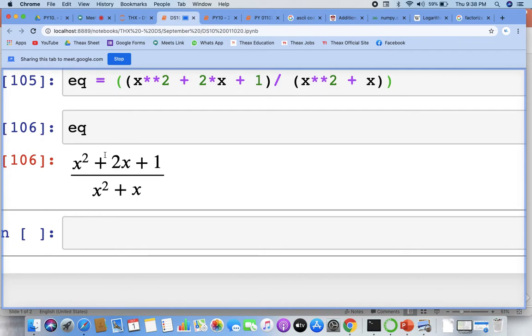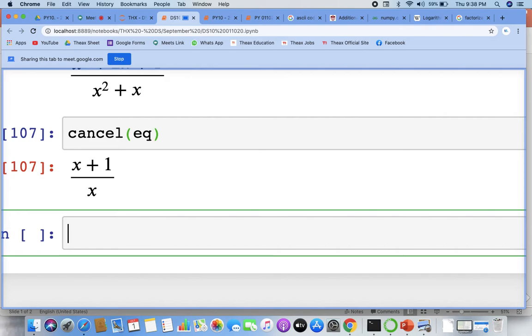Remember the basic simplifications we do, we talked about canceling terms. What do we do in cancellation? We take common factors from both the numerator and the denominator. So what will be the answer? You'll get x plus 1 divided by x. So we can use simplify, cancel, or solve. So cancel of EQ cancels the terms and you get the answer directly.